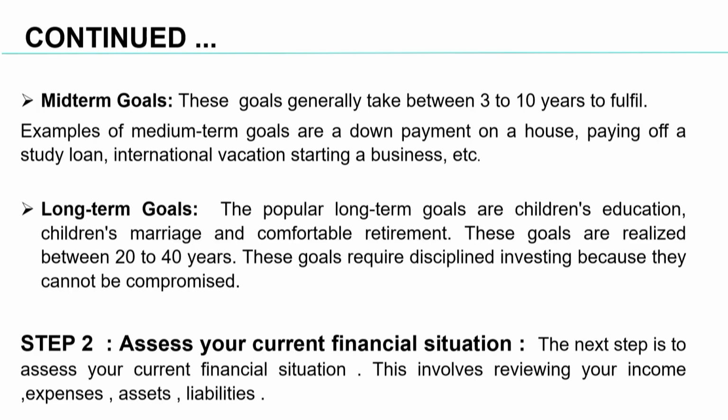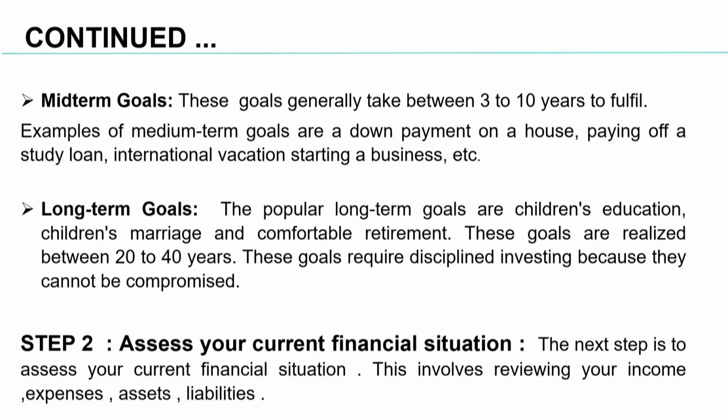Next, one needs to make their mid-term goals, where the goals are generally for a time period of 3 to 10 years when they will be fulfilled. Examples of medium-term goals are a down payment on a house, paying off a study loan, an international vacation, or starting a new business venture. Whereas long-term goals may be planning your children's education, your children's marriage, and a comfortable retirement.